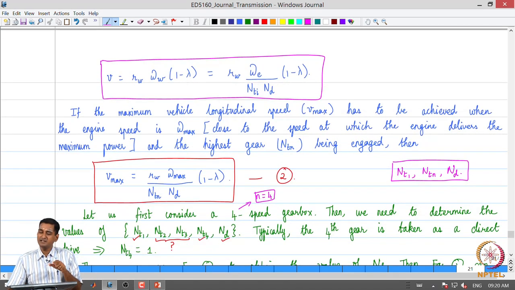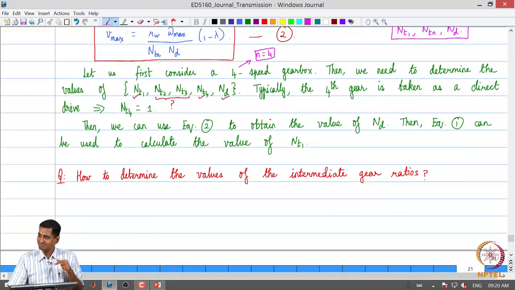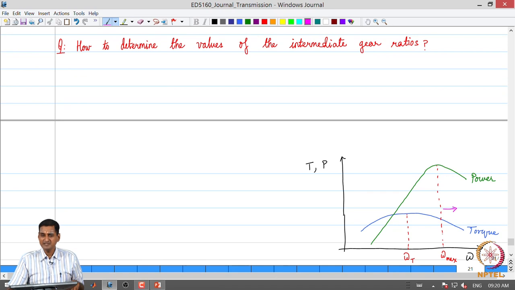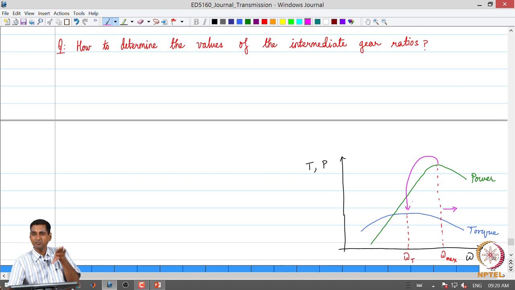Now, the question is, where do we want omega E to go, by design? Obviously, I would want omega E to go from here to close around about here, from the point where we are delivering the maximum power to the point where I get the maximum torque. Maximum torque will enable me to get the maximum thrust, because we are starting from rest and accelerating. So I would want to go to the engine speed where I get the maximum torque, and then we do this once again.